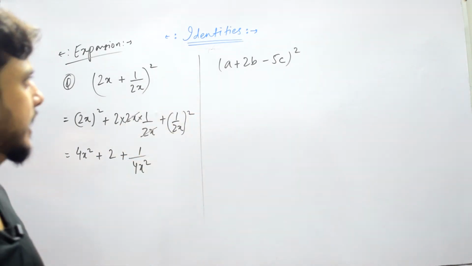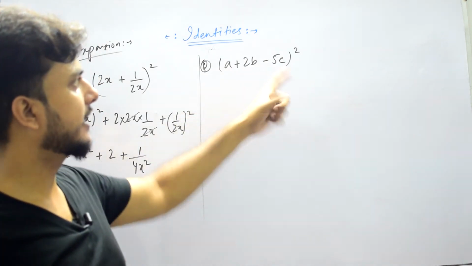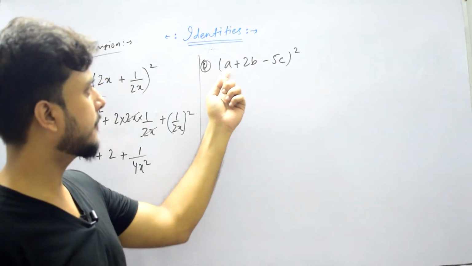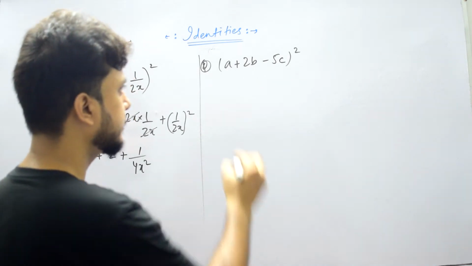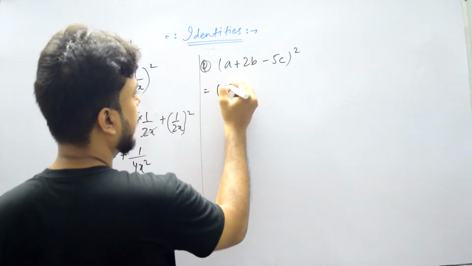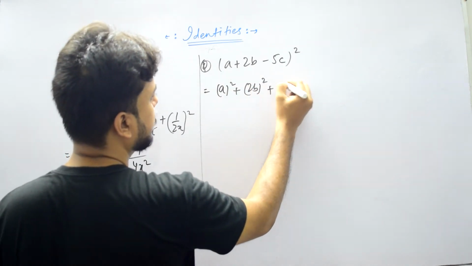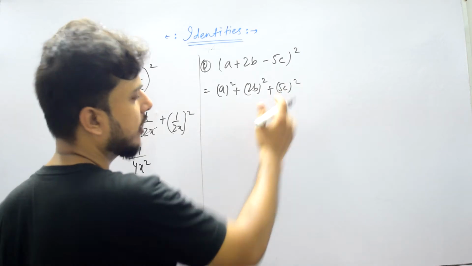Now let us move to the next question. So here we have (A plus 2B minus 5C) whole square. So it is of the form (A plus B minus C) whole square. Now let us see, the first three terms will always be the squares and they will always be positive: A square plus (2B) square plus (5C) square. These three terms always will be positive.